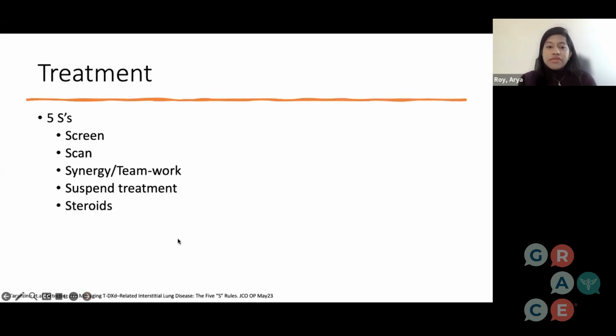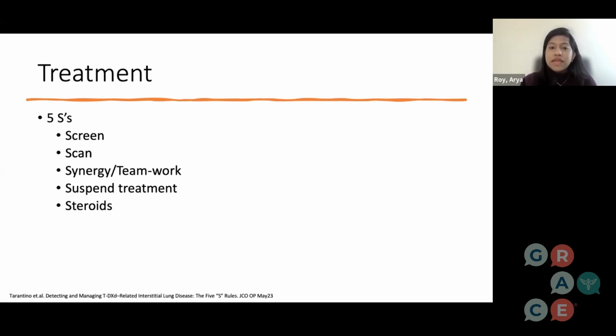Let's look into the treatment of interstitial lung disease. We call it the 5S, and it's a way in which we can remember what to do when we are suspecting interstitial lung disease in a patient. So the first S stands for screening, which means if you are giving Trastuzumab Deruxtecan to a patient, and if they are reporting dry cough or shortness of breath, you need to get scans immediately.